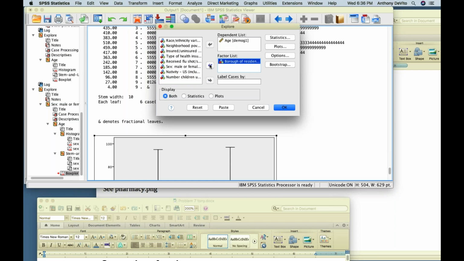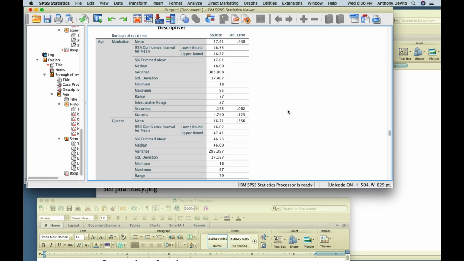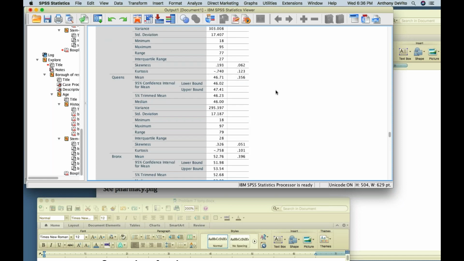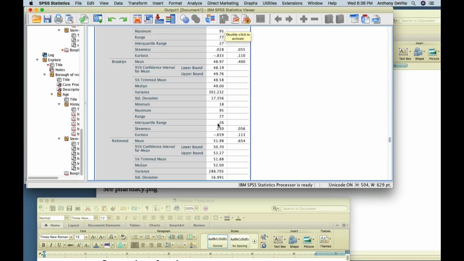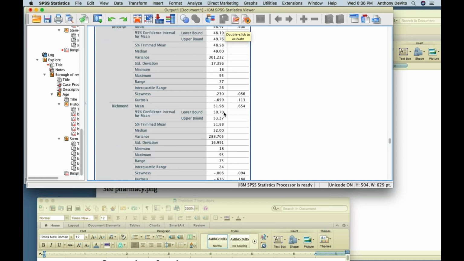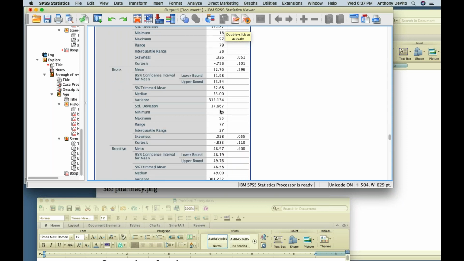Now it's going to break up all the people's ages into 5 groups and analyze each of the 5 groups. Bingo. Here we go. So 47.1 for Manhattan. Again, we don't really know if that's really Manhattan. 46.1. Oh, look at this one. 52.7. Quite a bit different. 48.97. 51.98. We're going to be using this database later on in the semester, so we're going to get a chance to see where these old geezers live.